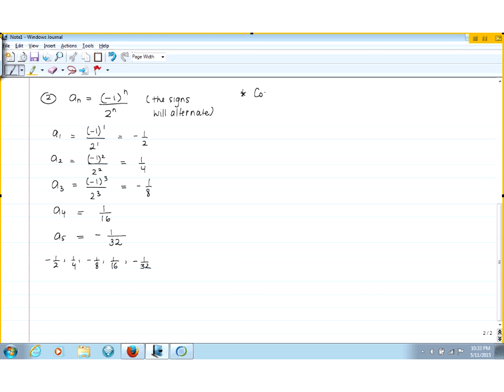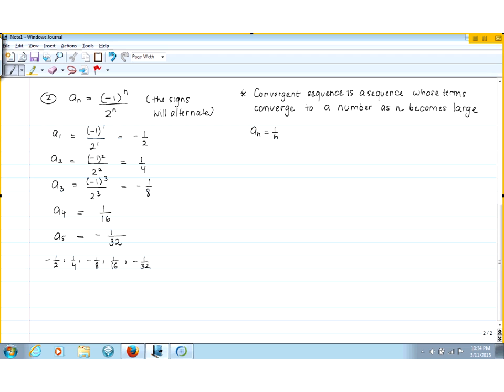Now, let's talk about convergent versus divergent sequences. So what is a convergent sequence? A convergent sequence converges to a number at the end, when n becomes large. So a convergent sequence is a sequence whose terms converge to a number as n becomes large.